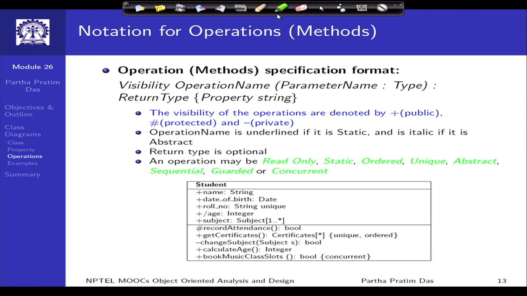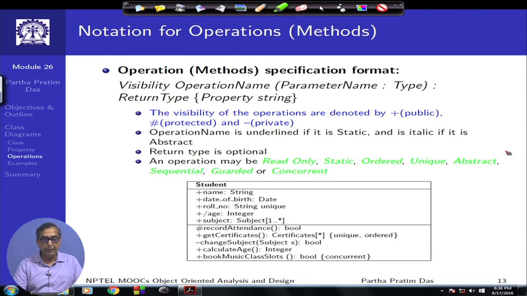Moving on, the next thing that we need to specify is operations or methods. They are written in this form. Every method has a name, and the fact that it is a method is shown by having a pair of parentheses after it. It is separated by a colon from the return type. So, this says getCertificate is a method in Student, and it will return a certificate. RecordAttendance is a method, an operation, and it will return a bool.